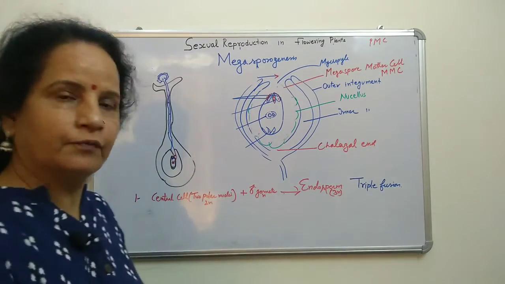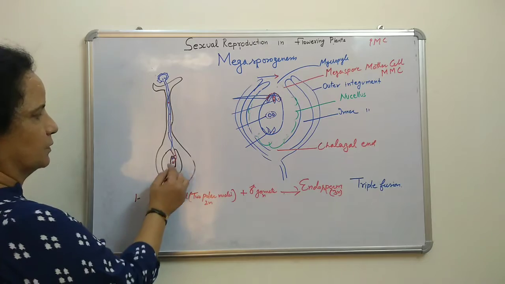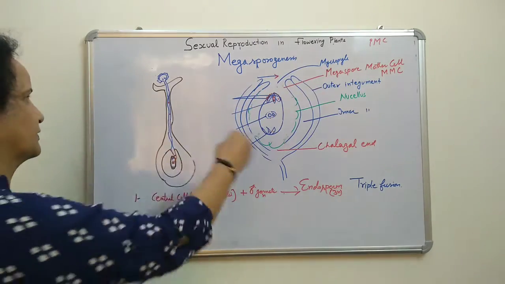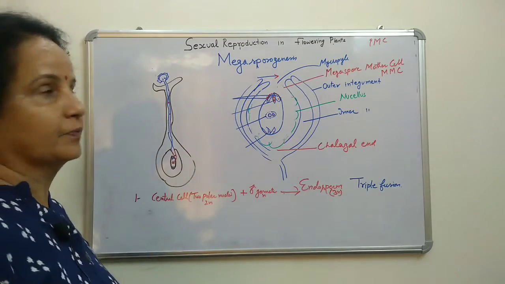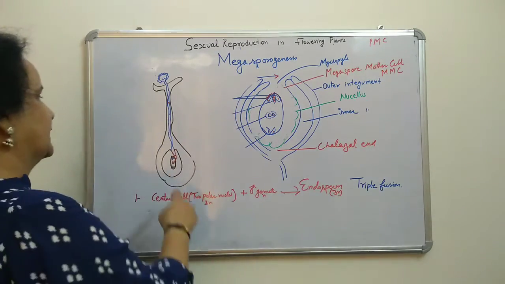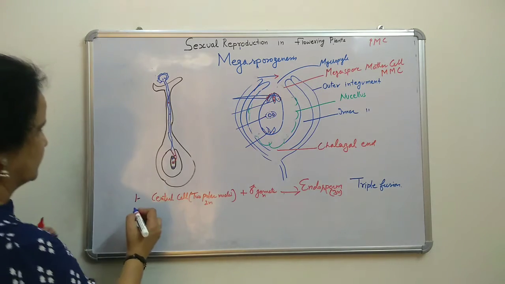This is called triple fusion. Now the second gamete will come. The first one came and fused with the central cell, then the second one will come down. Now the second gamete, because the synergids are guiding them, will move towards the egg cell.